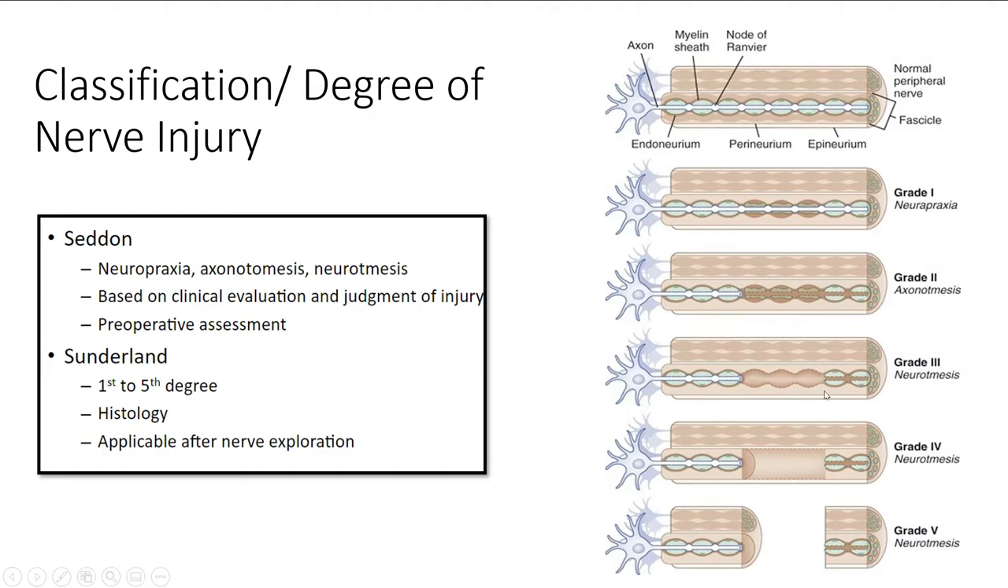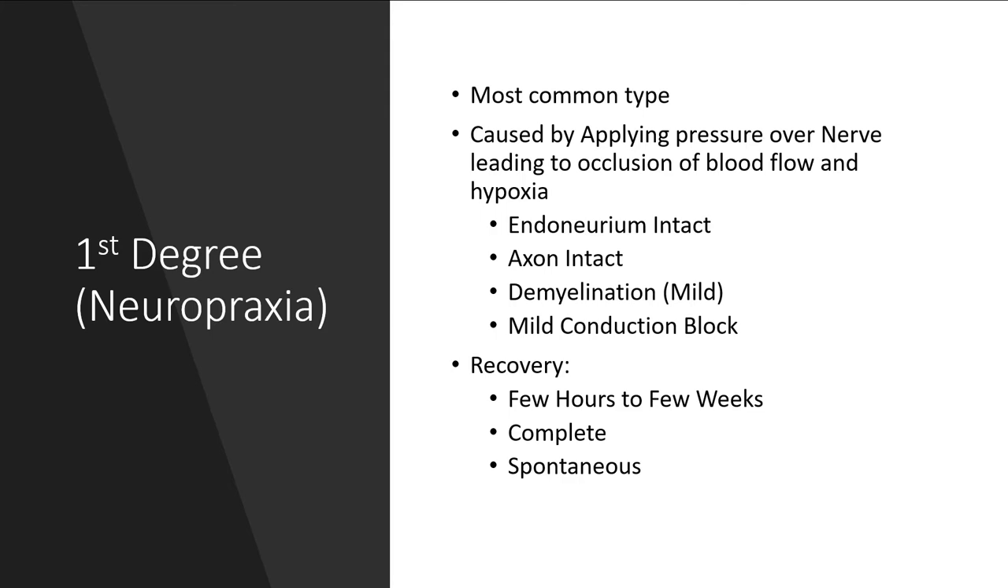But nerve injuries have different categories of severity. That is why it is further divided into three more degrees according to Sunderland. In the first degree of injury, known as neuropraxia, which is very common, it is caused by applying pressure on the nerve, leading to occlusion of the blood flow and hypoxia. This is a very mild type of injury.